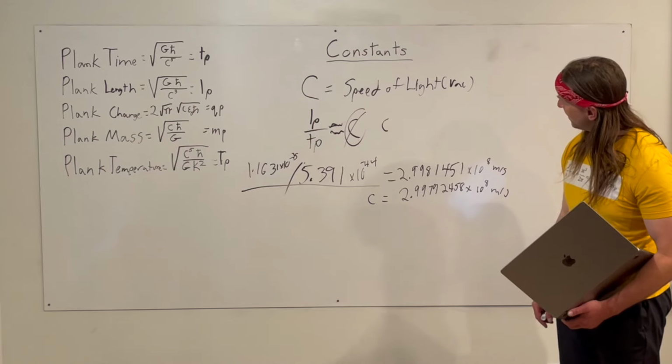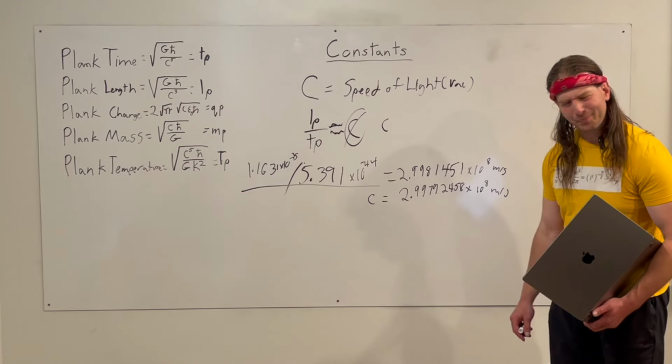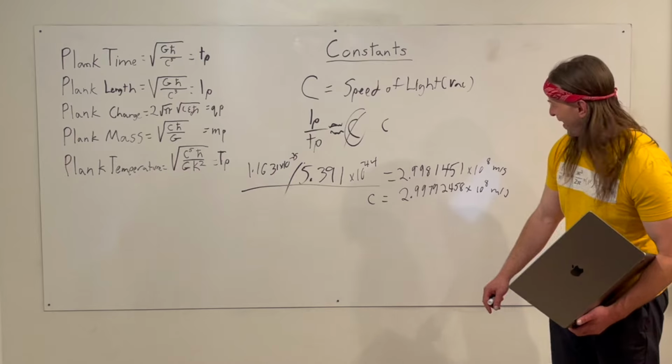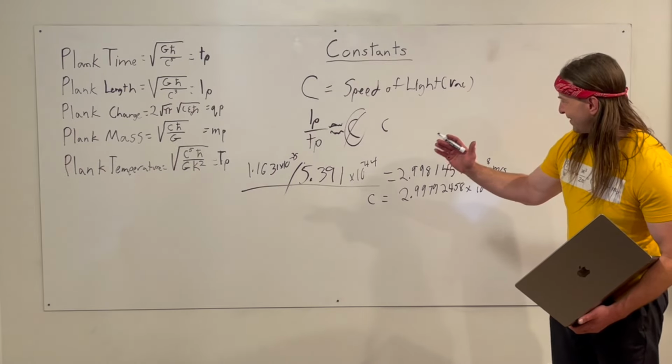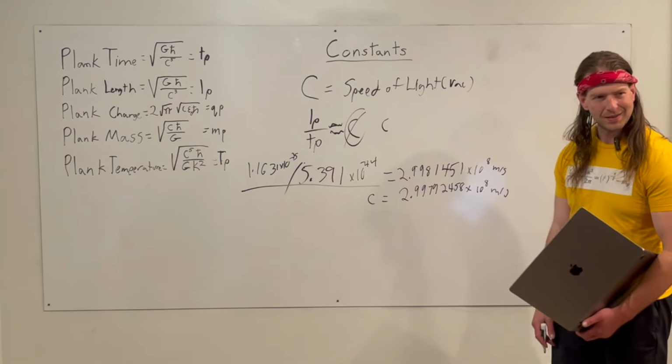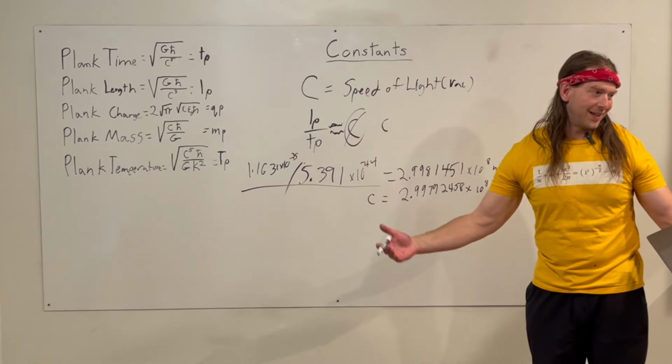It's like, wait a second. But the speed of light is defined as the minimum unit of length per unit of time. What the heck's going on here?